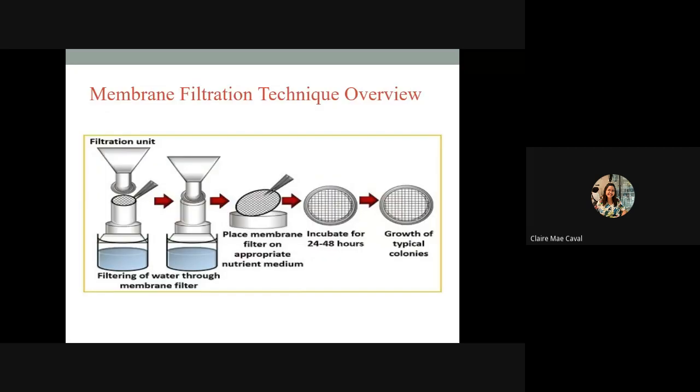Okay, so let us start. This is an overview of the membrane filtration technique. So very basic lang. You just have to do the filtration process. Filtration process lang talaga. And then you incubate the culture media for 24 hours. This should be 24 hours class. And after incubation, you examine the growth of the colonies. So let us go with each of the procedures one by one.